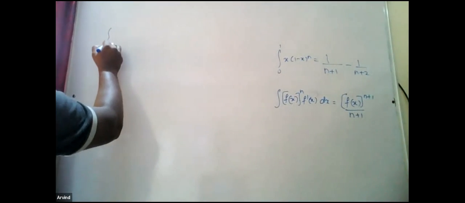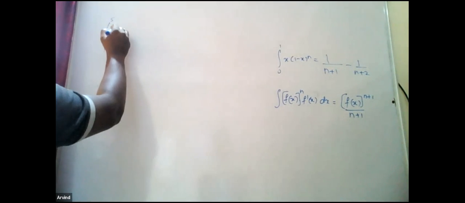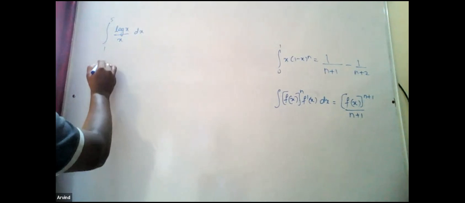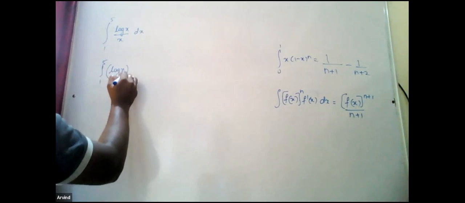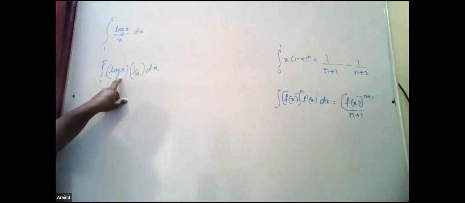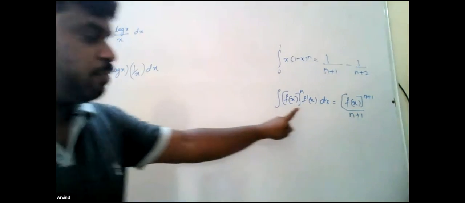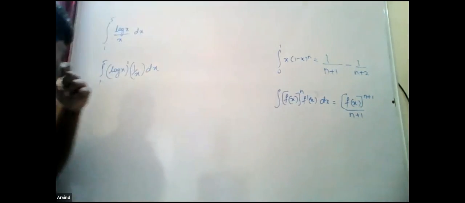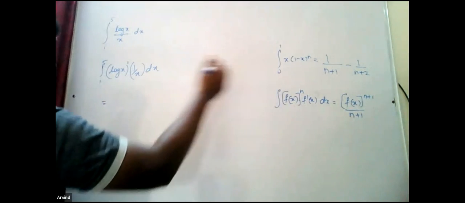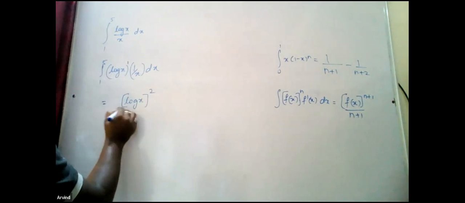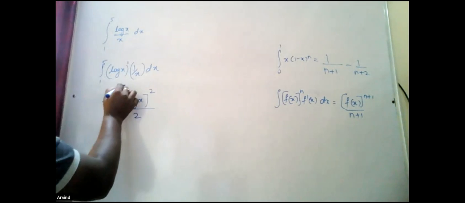So our question is integration from 1 to 5 log x by x dx. Just observe, I'll rewrite this as log x into 1 by x. Now observe, this is your f of x. Then when I differentiate, I get 1 by x. So as per the formula, n value is 1. Therefore, this will become f of x whole to the power n plus 1. So log x whole to the power n plus 1, n is 1, so 1 plus 1 is 2, divided by 1 plus 1, 2. This is the formula.